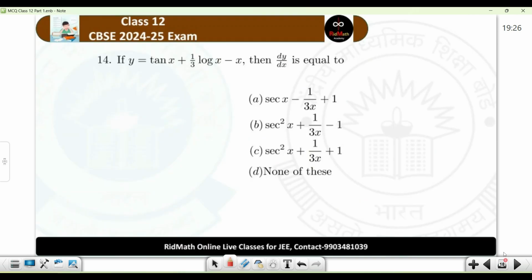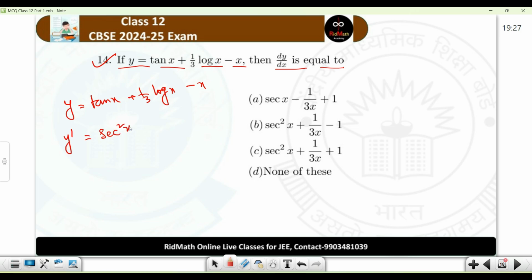Next problem. Question number 14. If y equals tan x plus 1 by 3 log x minus x, then dy/dx is equal to what? So what is y dash? The derivative of tan x is sec square x, and for 1 by 3 log x, the derivative of log x is 1 by x, and the derivative of x is 1. So sec square x plus 1 by 3x minus 1. Option number B is correct.